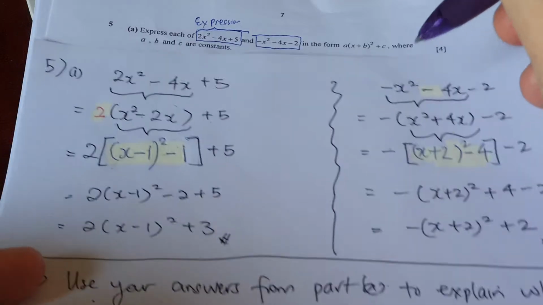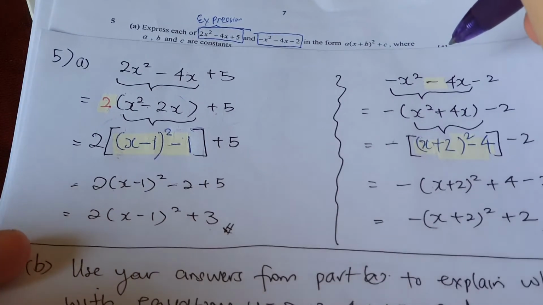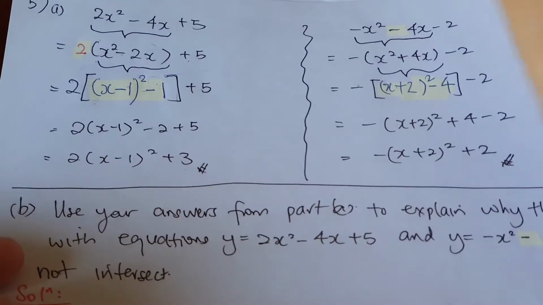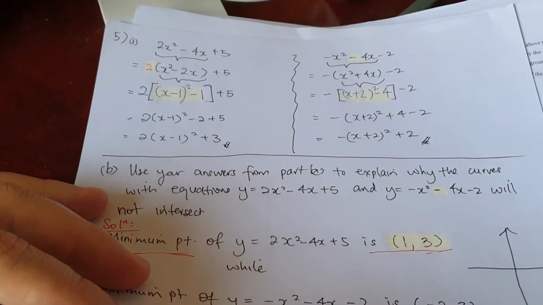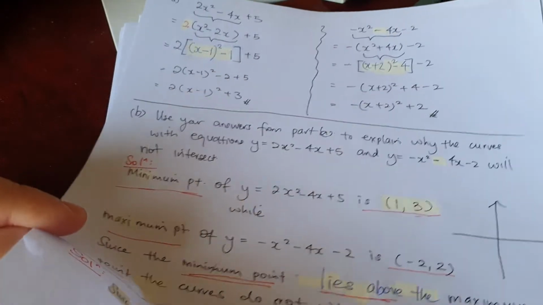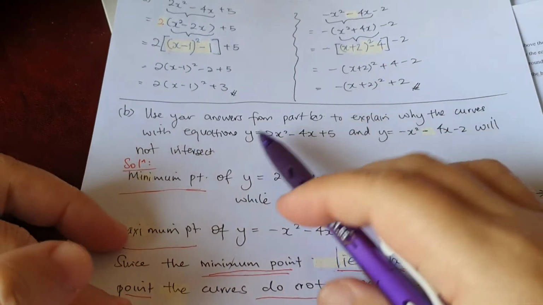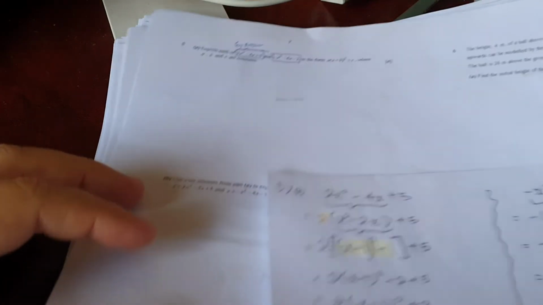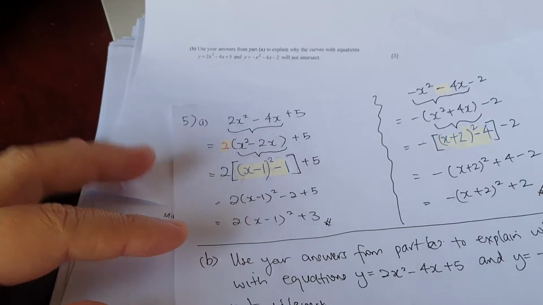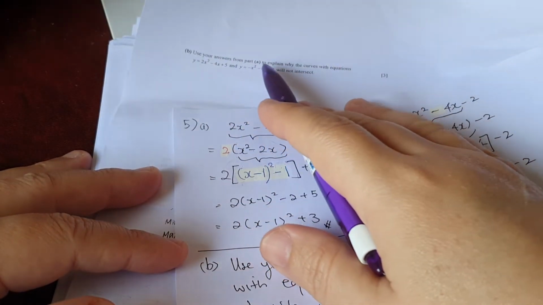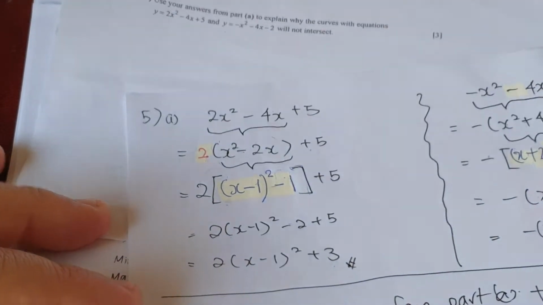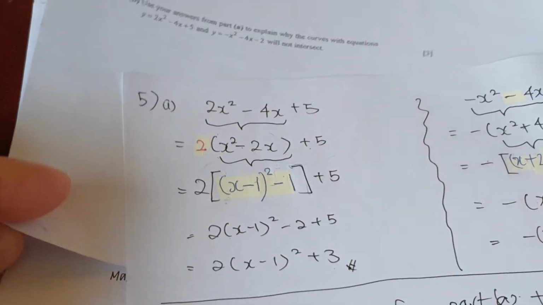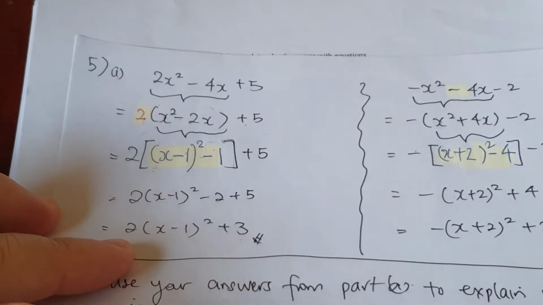They simply want you to complete the square and they give you 2 marks each. Now, the next part is very badly done. There are some of you who just simply copy my answer, so I don't know whether you know or not. It's good to redo the question. Now, you read the question carefully. It says here that you are supposed to use your answers from part A to explain why y equals to this.